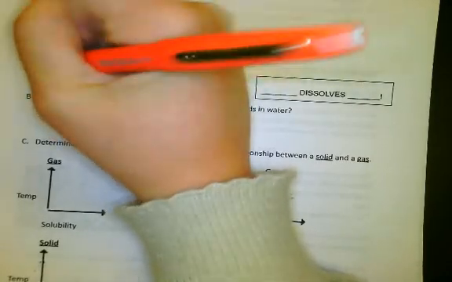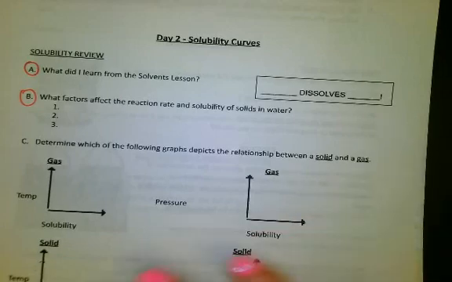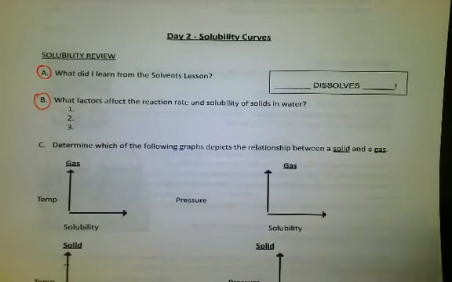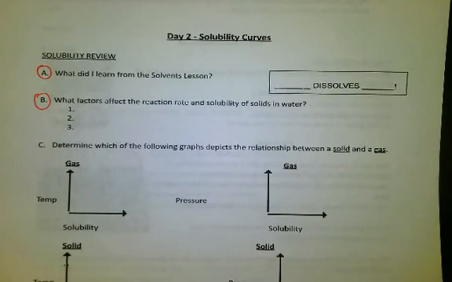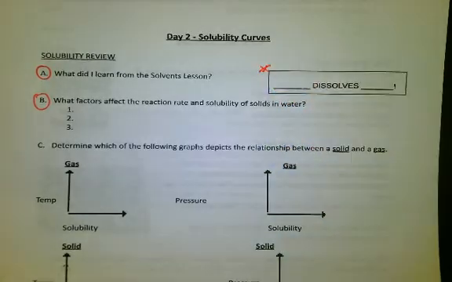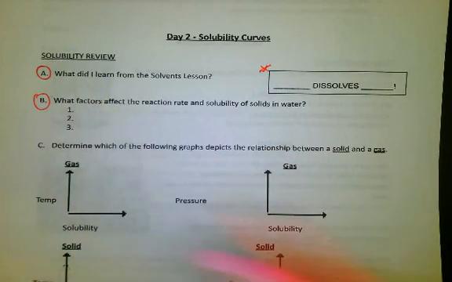So A and B, I'm going to give you about a minute and a half, and I want you to talk to your table. Okay? If you don't want to talk to your table, then you can talk to yourself. I want you to talk about what you learned from day one, fill this box in, and then what factors affect the reaction rate and solubility of solids in water. I want you to just do A and B with your table. Okay? Ready, set, go.